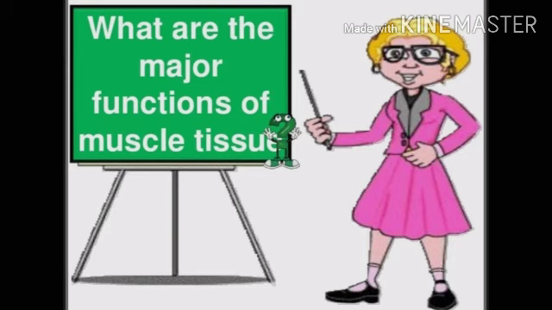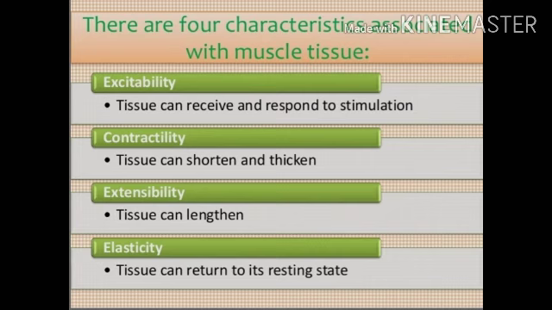Firstly, what are the major functions of the muscular tissue? There are four characteristics associated with muscle tissue. First is excitability: the tissue can receive and respond to stimulation. Second, contractility: tissue can shorten and thicken. Third is extensibility: tissue can increase its length. Fourth, elasticity: tissue can return to its resting state.